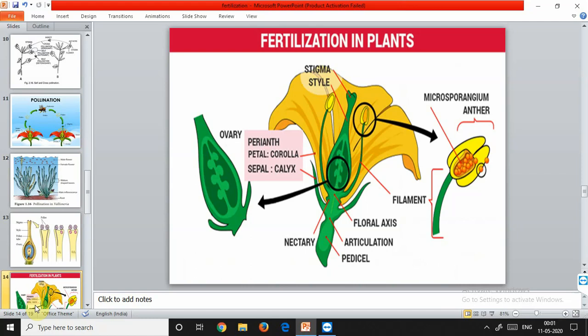So now we have double fertilization. In double fertilization, two types of fertilization occur: the formation of endosperm as well as the formation of the embryo. But it is not always so; pollination also has some problems.